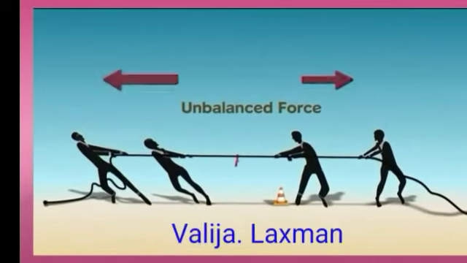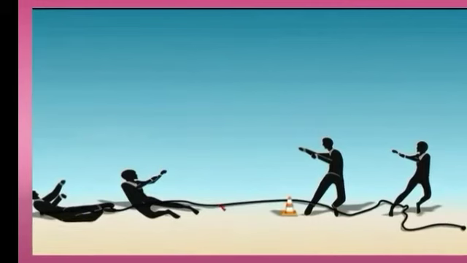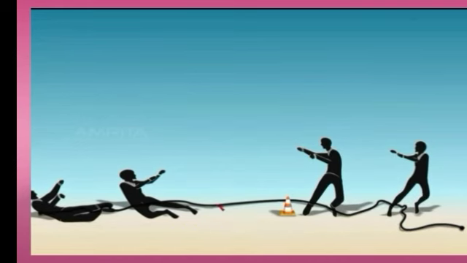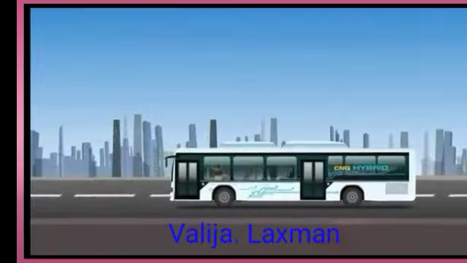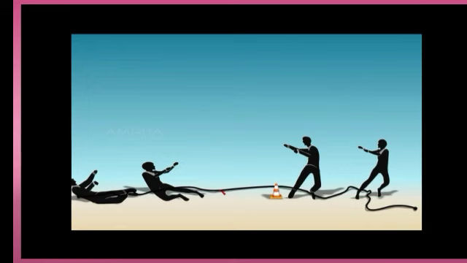If one of the teams pulls the rope harder with more force, then the rope will move towards that particular team, on the left side. These two forces are opposite but not of equal magnitude. So this type of forces are called unbalanced forces. If one of the teams lets go of the rope, then the other team falls down. This is due to inertia.